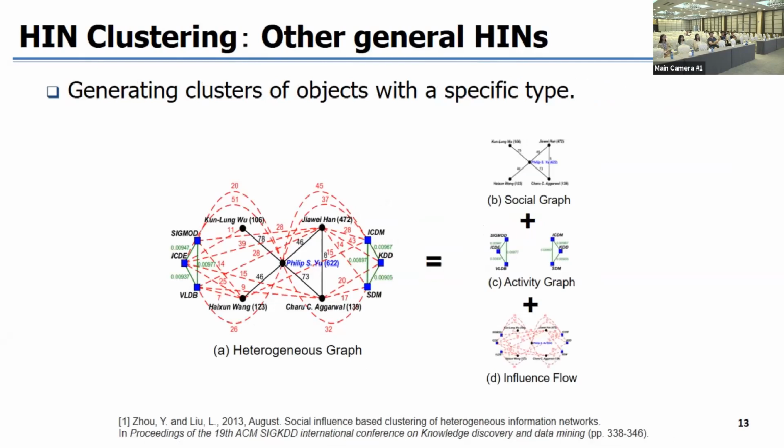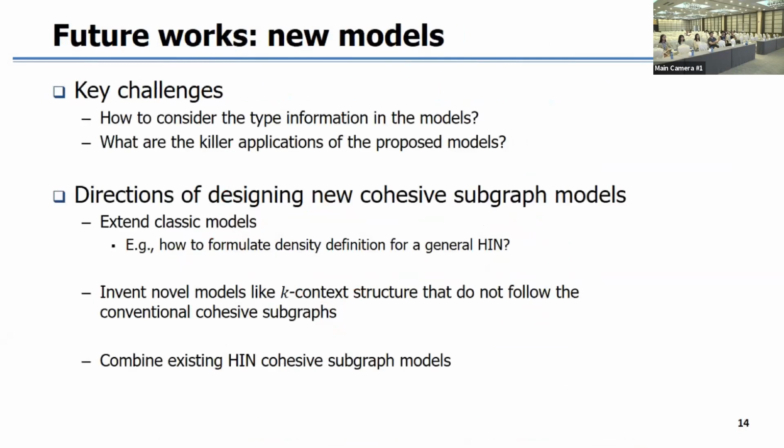In the following, we will discuss the future work for cohesive subgraph search on HINs. The first line of future work is on the new models. As introduced in the tutorial, several cohesive subgraph models on HINs have been proposed, but they are still insufficient to cover all related real applications, especially for general HINs that contain various types of vertices and edges.